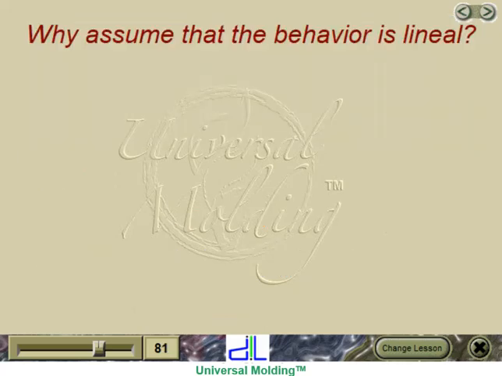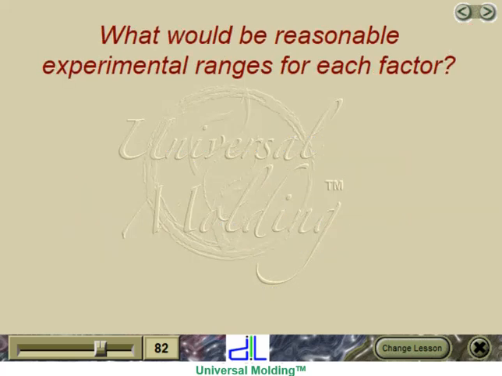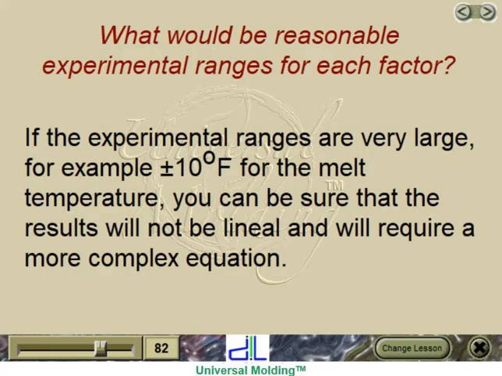Why assume that the behavior is lineal? Excellent question. If the universal molding laboratory is performed in the recommended order, including optimizing the mold temperature and selecting reasonable experimental ranges for each factor, we can assume a lineal effect will be more than sufficient. What would be reasonable experimental ranges for each factor? If the experimental ranges are very large, for example plus or minus 10 degrees Fahrenheit for the melt temperature, you can be sure that the results will not be lineal and will require a more complex equation.